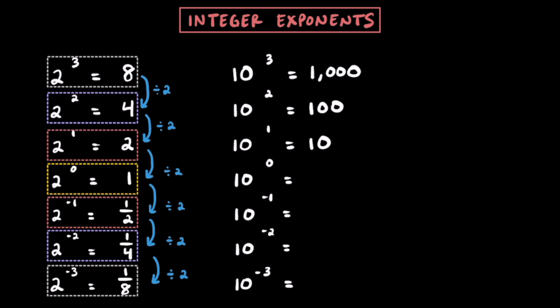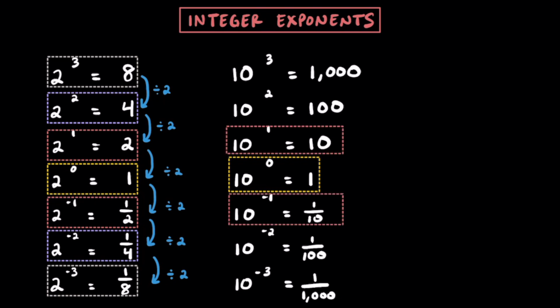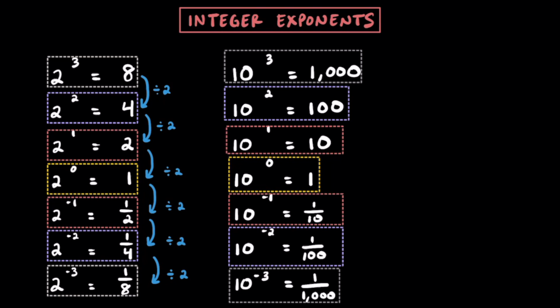10 to the 0th power is equal to 1. There are no zeros. 10 to the negative first power is going to be 1/10. 10 to the negative second power is 1 over 100, or 1/100th. And 10 to the negative third power is 1,000th. Again, 10 to the 0th power is equal to 1. These are just reciprocals, as well as these, as well as those. The base we're talking about here is 10.